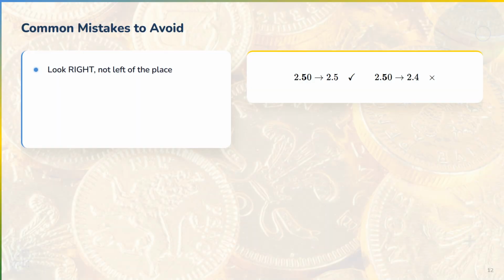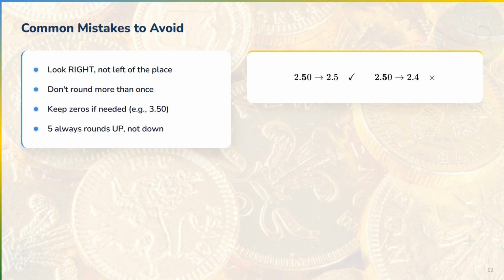Before we wrap up, let's talk about some common mistakes people make when rounding. First, always look to the right of the place you're rounding, not to the left. Second, round in one single step, don't chain round multiple times. Third, sometimes you need to keep a zero, like writing 3.50 instead of 3.5 when precision matters. And fourth, if the digit is exactly 5, always round up. Some people get confused and round down when they see 5, but the rule is always 5 or more means round up. Keep these tips in mind and you'll avoid most errors.